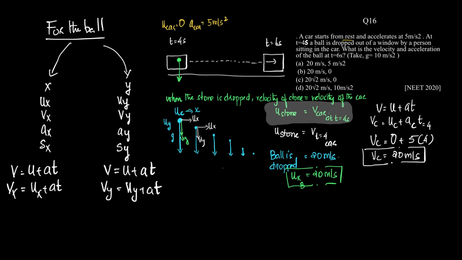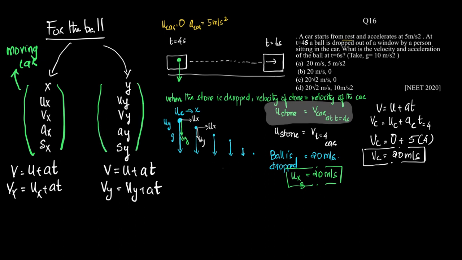Now this complete x component is offered by whom? This is offered basically by the moving car. And the entire component of y is offered by which component? This is offered by gravity. Now since the car is moving with uniform acceleration, what can we say about the value of ax? ax will be equal to 0.